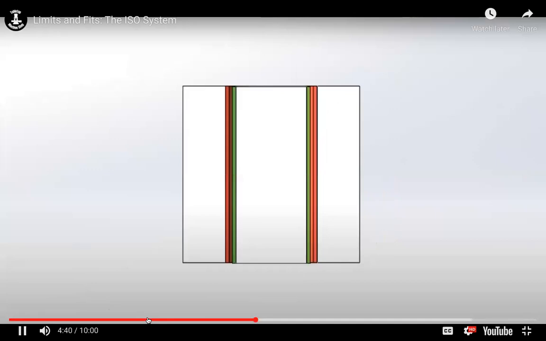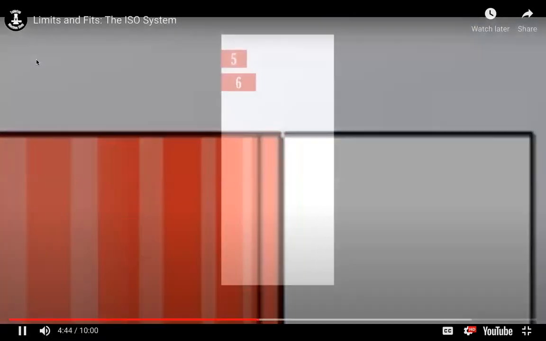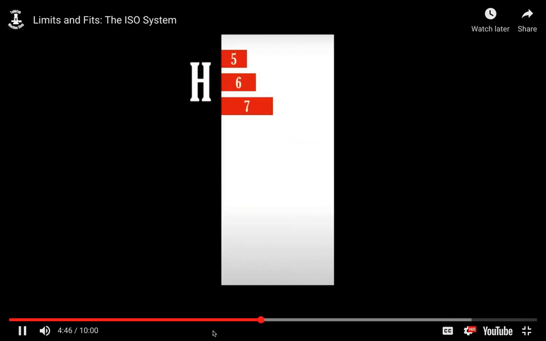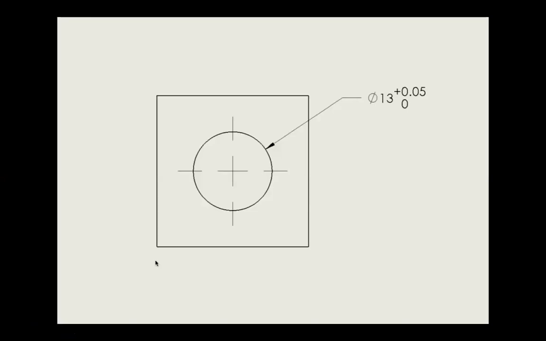Things like M6 and H7. The number, also known as the International Tolerance Grade, roughly indicates how large the tolerance zone is, and the letter indicates roughly where it is. The letter H always means that the specified tolerance zone includes the nominal size as one of the limits, and it diverges into the material. For holes, H means the smallest the hole can be is the nominal size, but it's allowed to be larger.